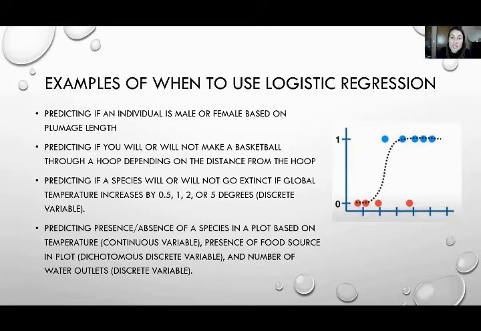But yet again, we still have on the y-axis that binary response variable, which is will or will not go extinct. And then the last example I give here is predicting presence or absence. So that's a binary response variable of species in a plot based on temperature, which would be a continuous variable, as well as presence of food source in a plot. And that's a dichotomous discrete variable or categorical variable, and the number of water outlets, which is a discrete variable.